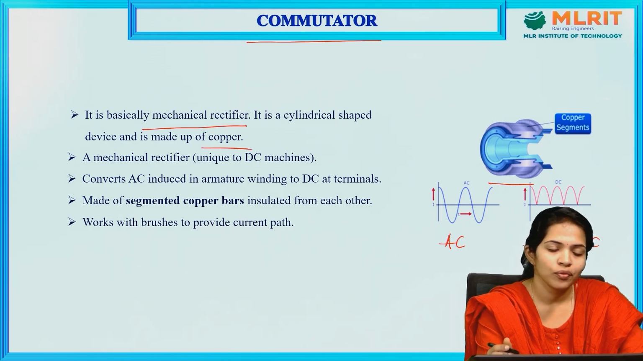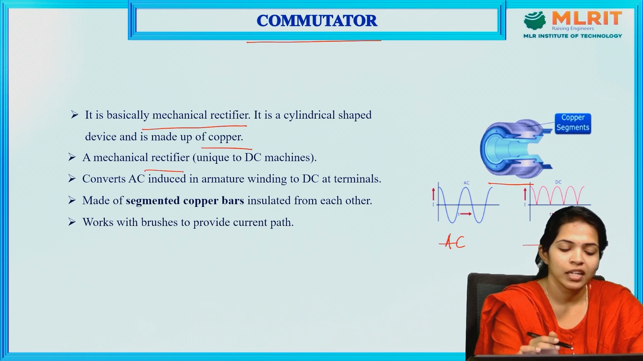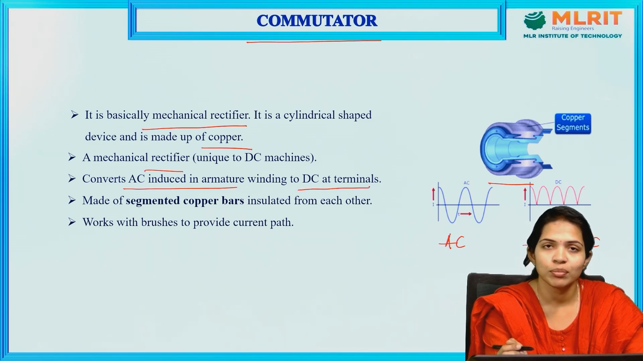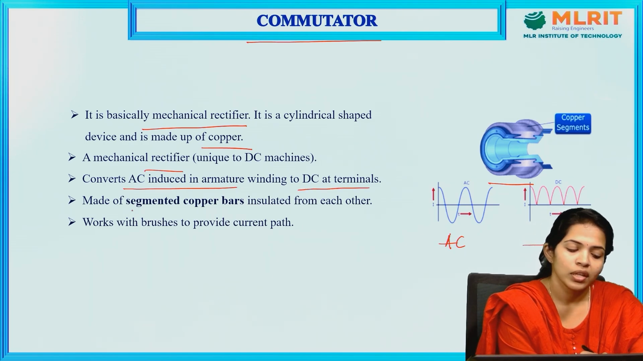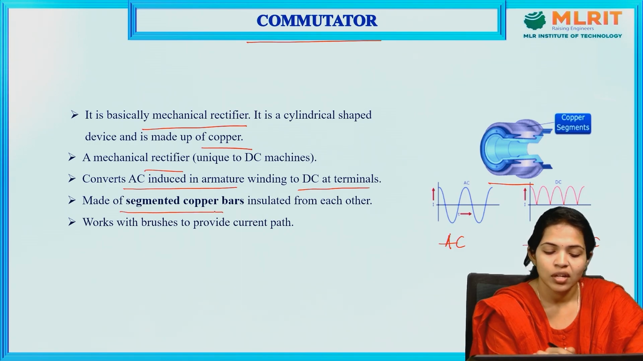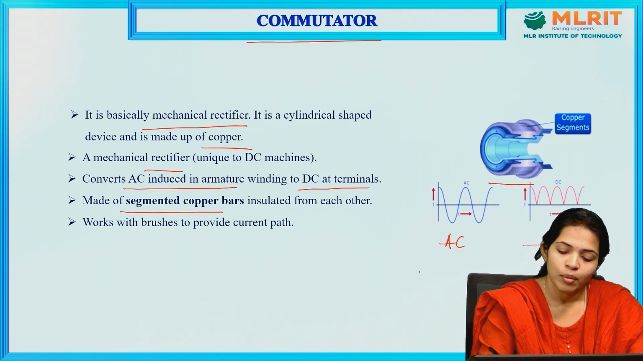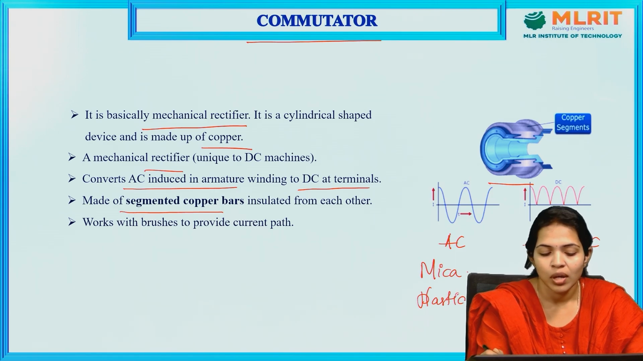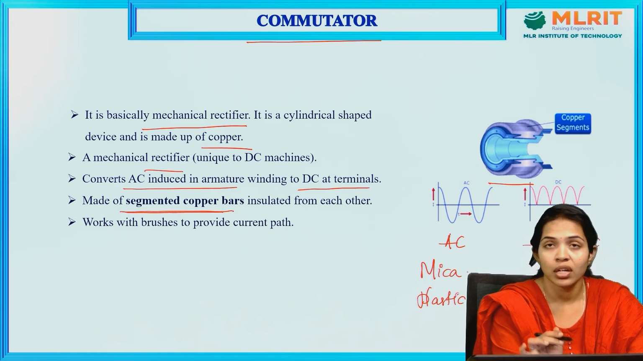Mechanical rectifier, we know that a rectifier converts an input AC to a DC. So it converts the input AC induced from the armature windings into DC at the outer terminals of a DC machine. In the commutator, we can see segmented copper bars which are insulated from each other by a material called mica, or in some machines we find plastic insulation also between the copper bars.